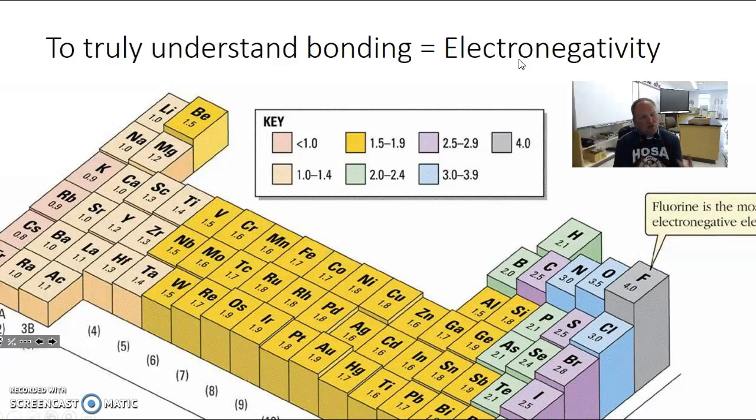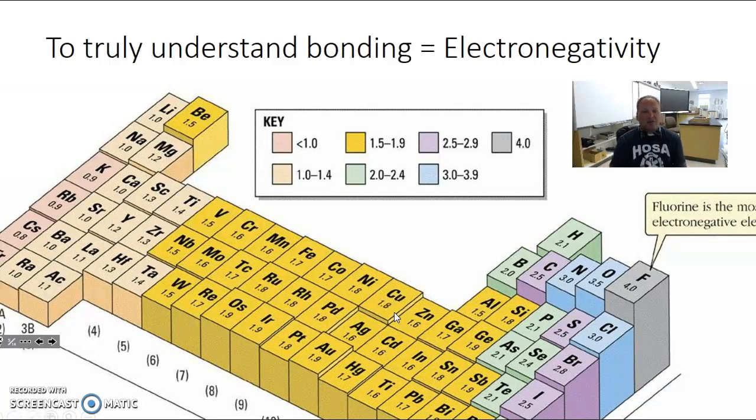So the electrons run to you. If we look, check out fluorine. Oh my goodness, it's a 4. It's the hottest element on the periodic table. Check out sodium over here. He's a 1. That's pretty ugly if you're in the world of atoms. So every element on the periodic table has an electronegativity.